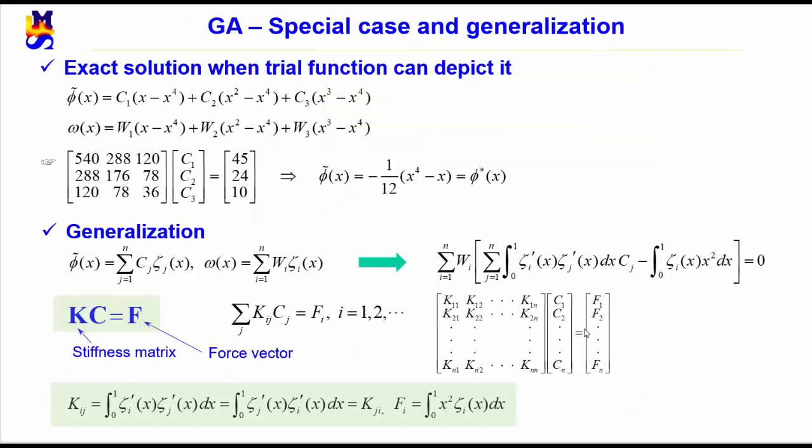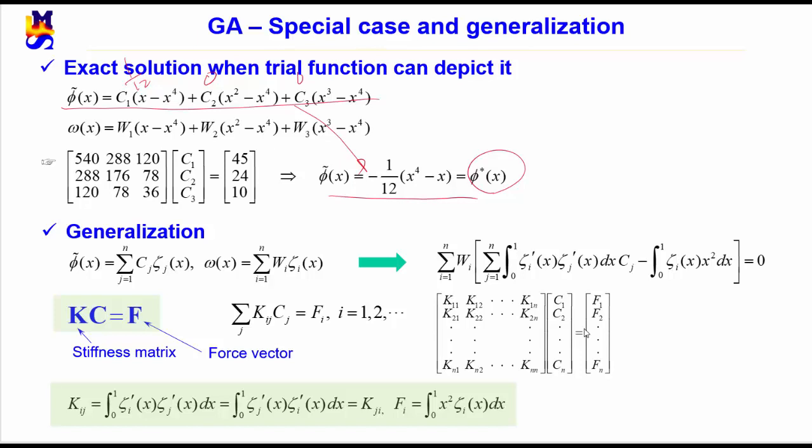Let's use a special trial function that can depict the exact solution to check what happens in the Galerkin method. Plugging 1 over 12, 0 and 0 for C1, C2 and C3 into this trial function respectively, we obtain the exact solution of this function. It is thus concluded that this trial function can depict the exact solution. Thus it is special.